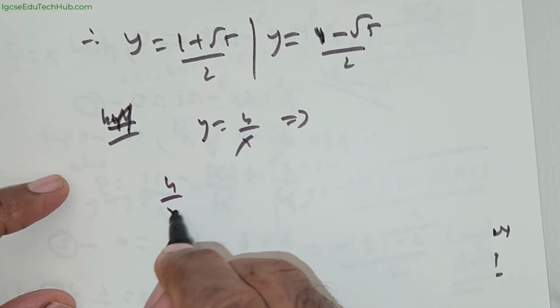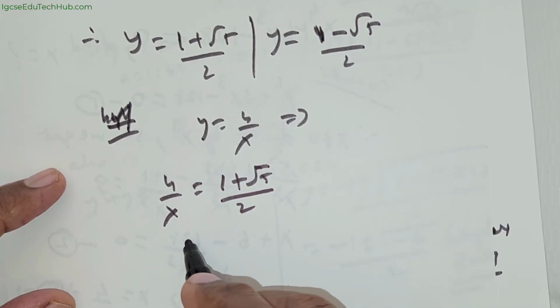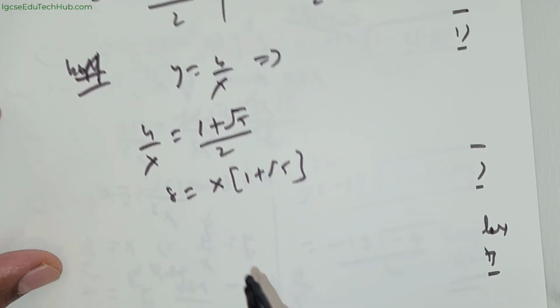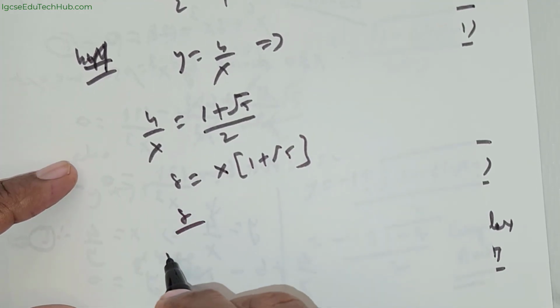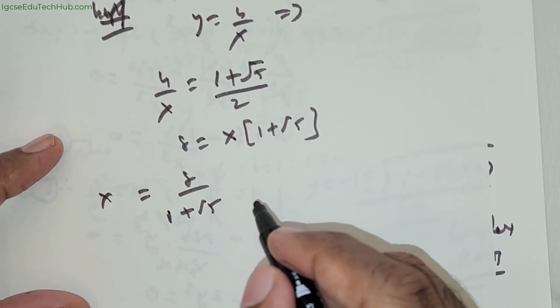This means 4 over x is equal to (1 + root 5) over 2. This means 8 is equal to x times (1 + root 5). This means 8 over (1 + root 5) is equal to x, right?